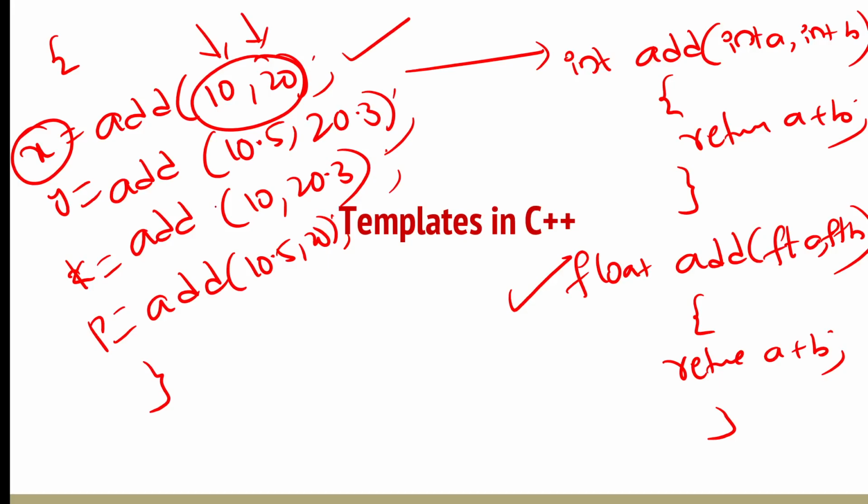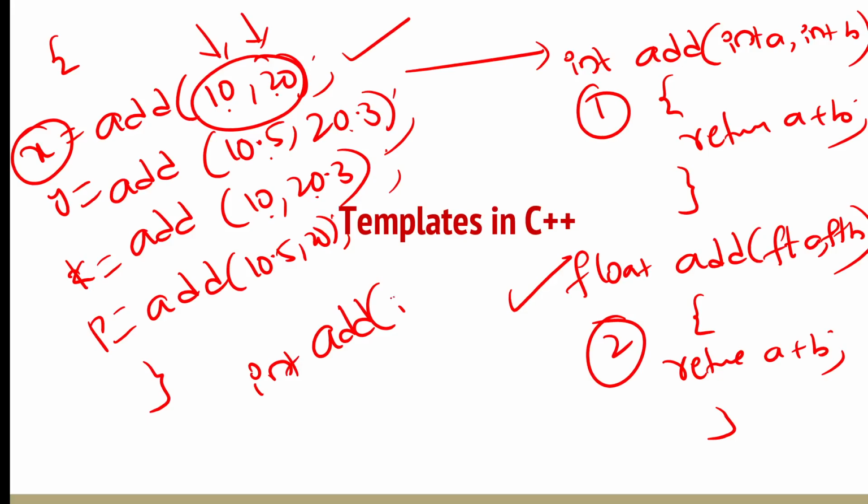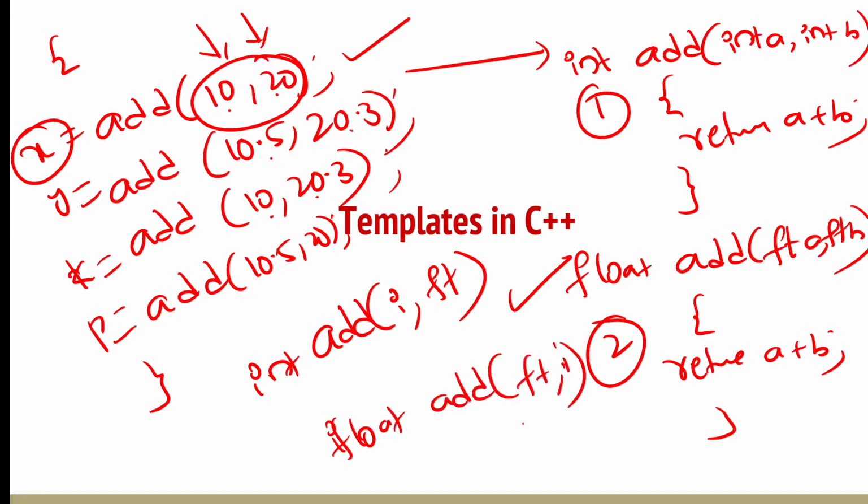If I want to implement like this, we are unnecessarily increasing the code size, though they differ only by the data type. All these four function calls, you have to implement 4 functions here. You have to write 4 function bodies. This is the first function body, this is the second, then you should have a third function body, where one is int and the other is float. Then you should have another function body where one is float and the other is int. Like this, you have to write 4 function definitions.